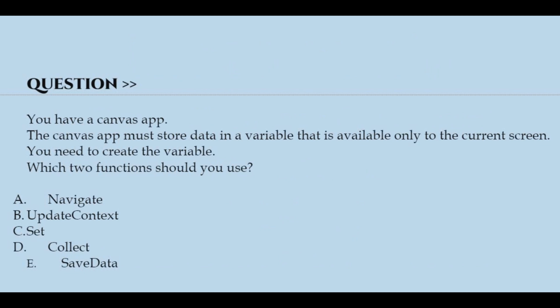Option A, navigate. Option B, update context. Option C, set. Option D, collect. Now option E is save data. Correct answer is option A.